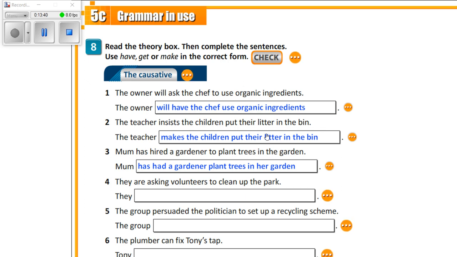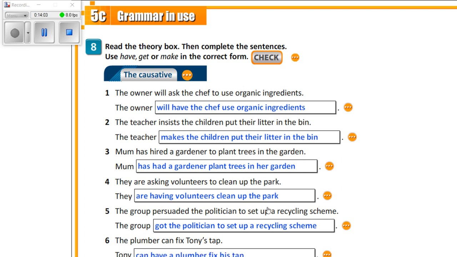They are asking volunteers to clean up the park. They are having volunteers clean up the park. The group persuaded the politician to set up a recycling scheme. The group got the politician to set up a recycling scheme. The plumber can fix Tony's tap. Tony can have a plumber fix his tap.